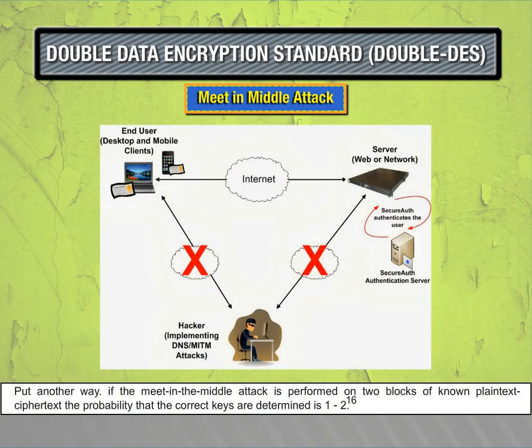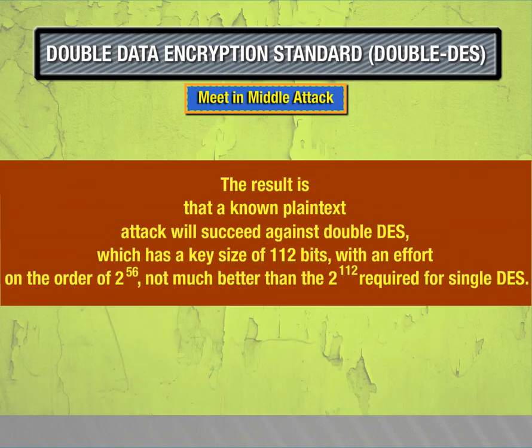Put another way, if the meet-in-the-middle attack is performed on 2 blocks of known plaintext-ciphertext, the probability that the correct keys are determined is 1 minus 2^-16. The result is that a known plaintext attack will succeed against double DES, which has a key size of 112 bits, with an effort on the order of 2^56, not much better than the 2^55 required for single DES.